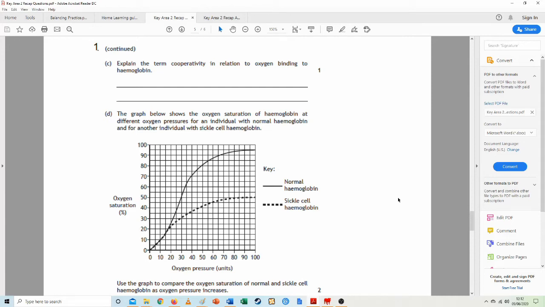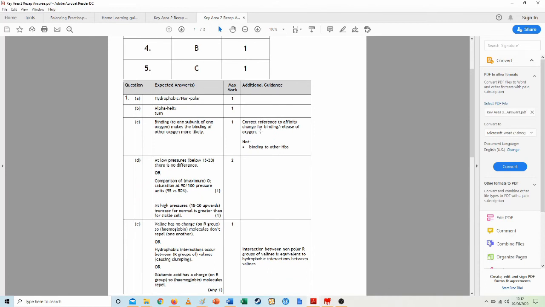A few of you said this in lots of different ways. I think, honestly, most of them would have got it. The answer they're looking for is makes the binding of other oxygen more likely. Correct reference to affinity, change for binding, release of oxygen. Most people that got the mark had something in that line of thinking. That was really well done. It was a pretty tough question.